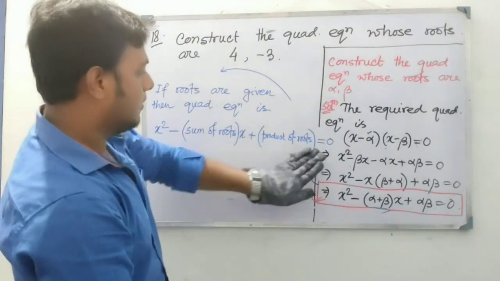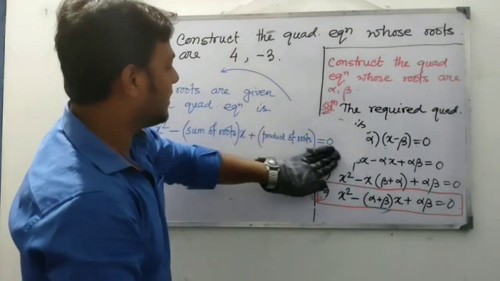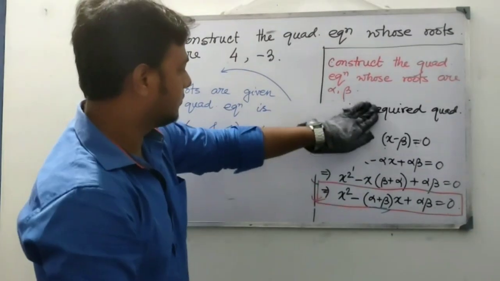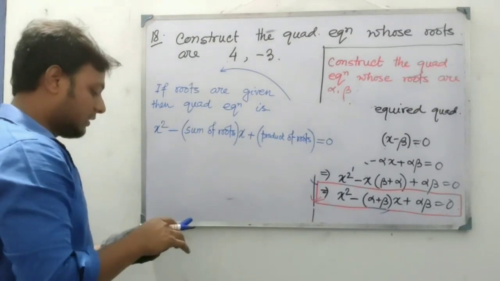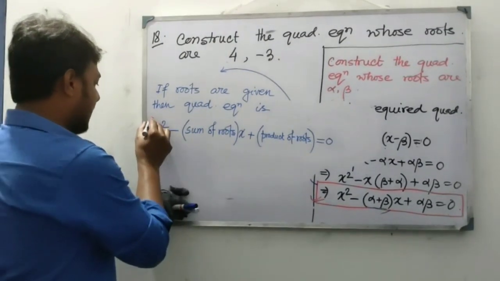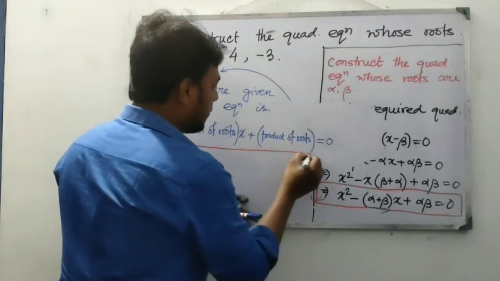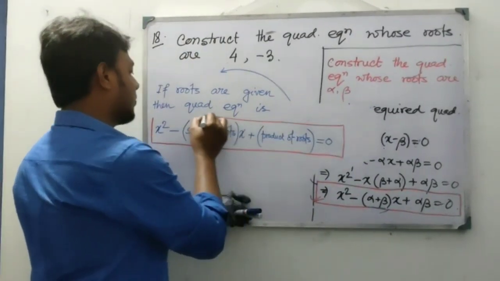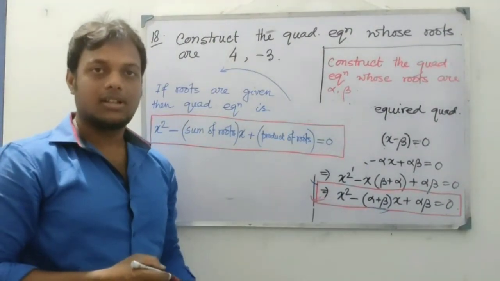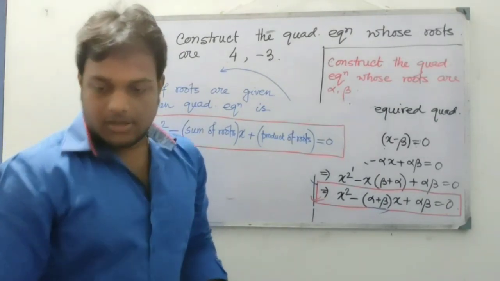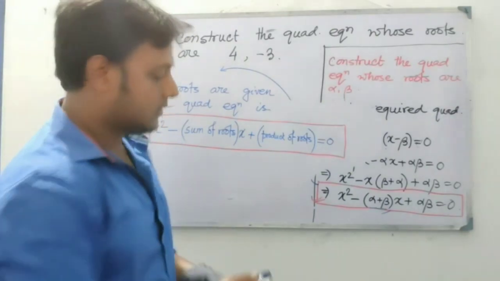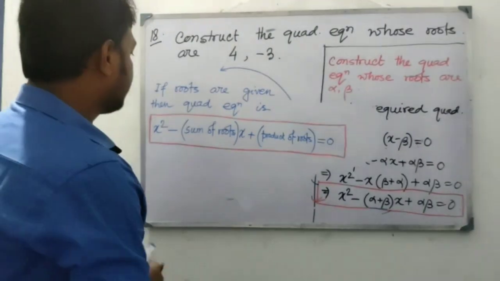Understood or not? So you can memorize this line also: if roots are given, then the quadratic equation is x square minus sum of roots into x plus product of roots equals to 0. You can avoid this part. Understood? Okay, next I will solve one problem on the basis of this chapter.